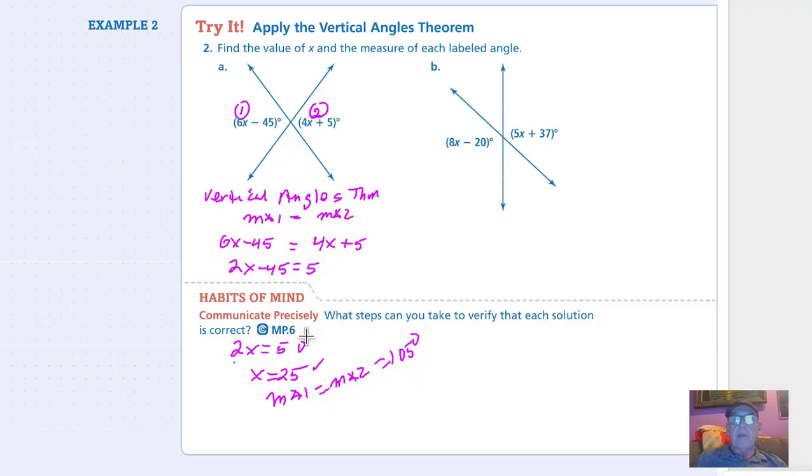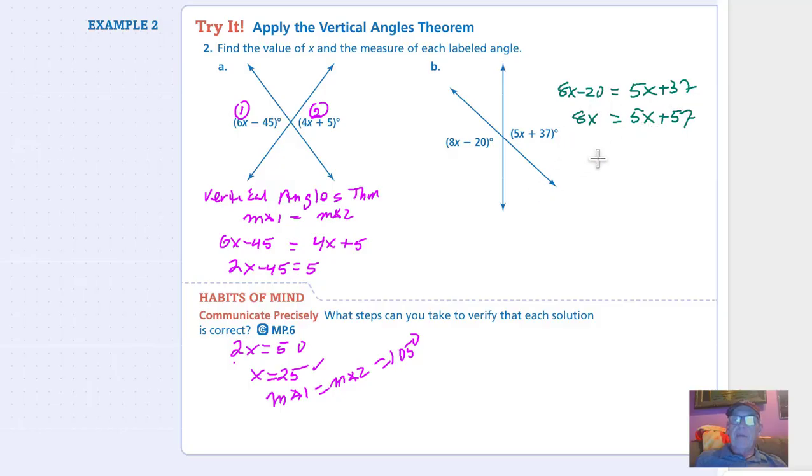Let's look at B now. For B, we have another set of vertical angles. These angles are congruent because of the vertical angles theorem, which means we can set their algebraic expressions equal to each other. So we've got 8x minus 20 has to be equal to 5x plus 37. I would add 20 to both sides, so 8x equals 5x plus 57. Now, if I needed a supporting reason, the first one would be given. The second one would be addition property of equality.